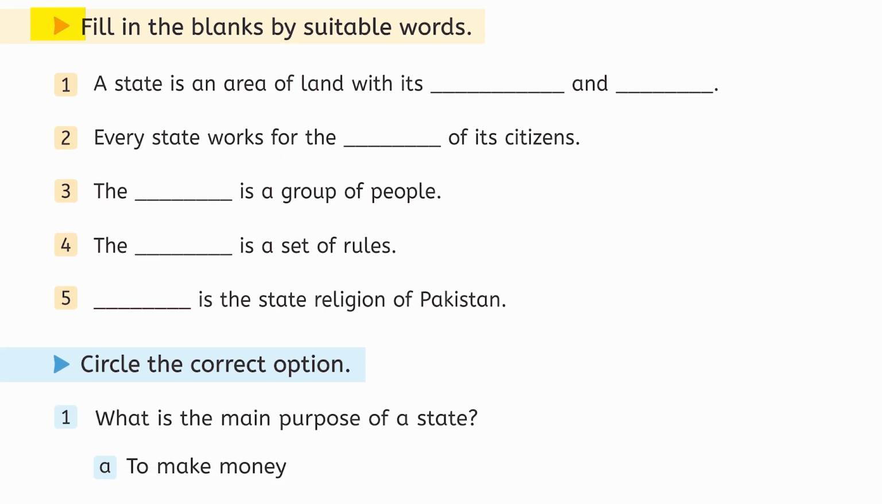Fill in the blanks by suitable words. A state is an area of land with its government and rules. Every state works for the rights of its citizen. The government is a group of people. The constitution is a set of rules. Islam is the state religion of Pakistan.